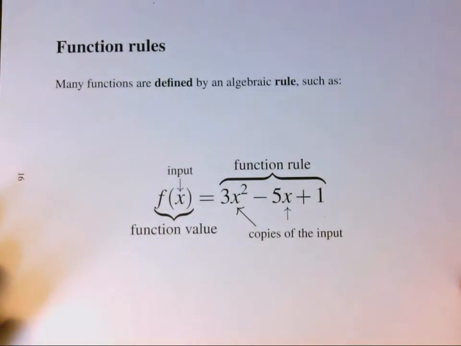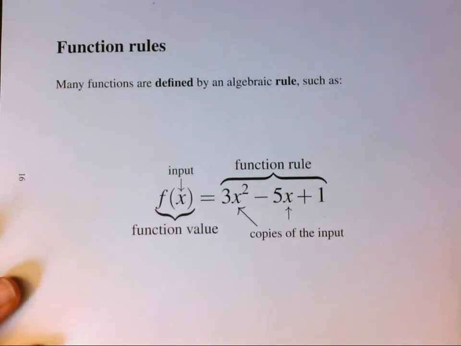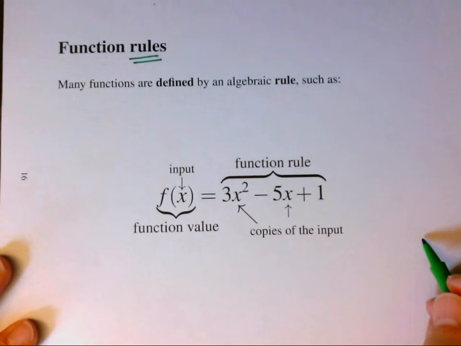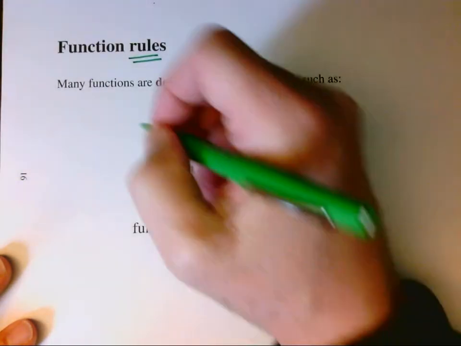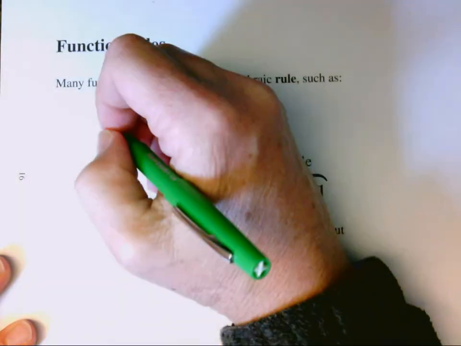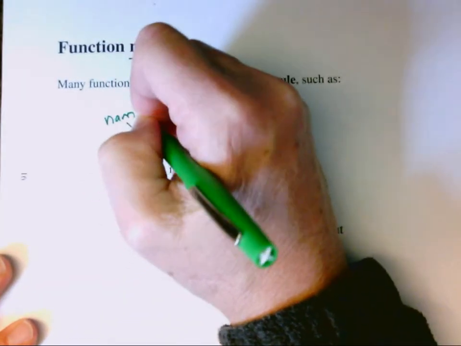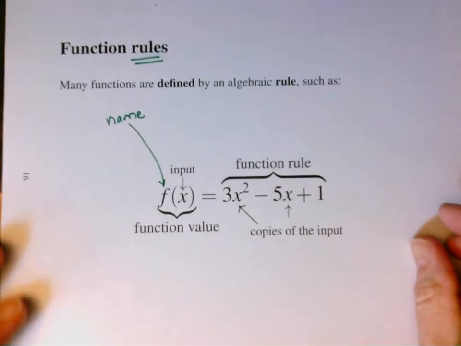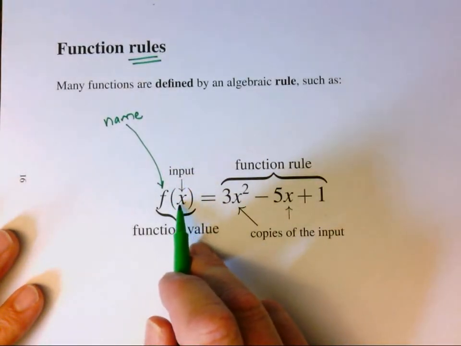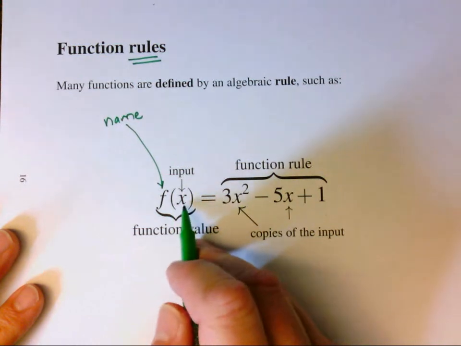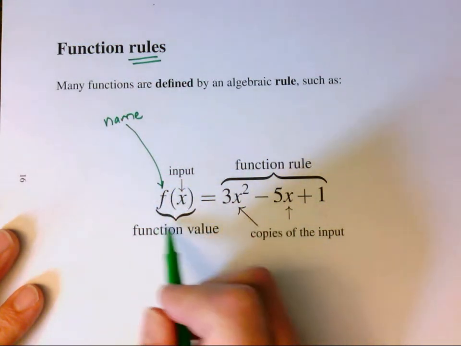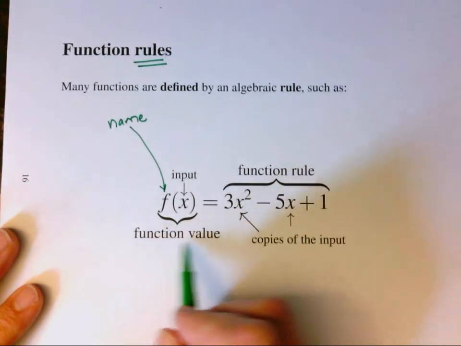Often when people talk about using function notation, they're talking about using function rules. So first off, remember that the often used f is nothing more than the name of the function. The x, or whatever symbol you put here, is the input, and the parentheses are just limiting it. They're saying that much is input. The entire thing together we call the function value.